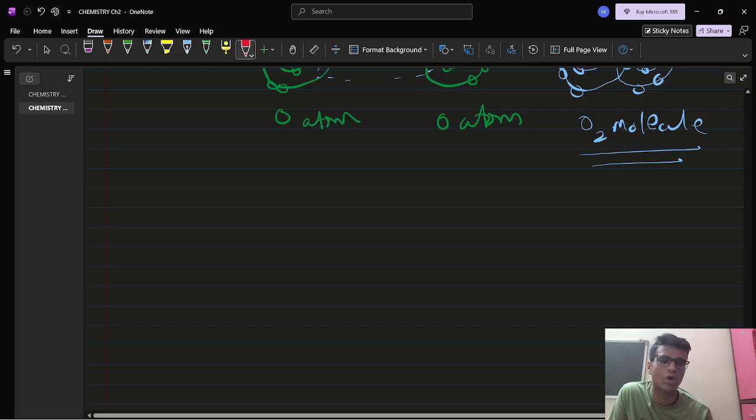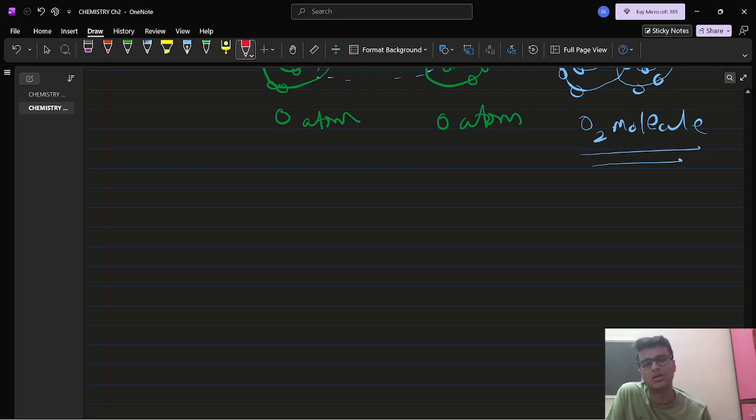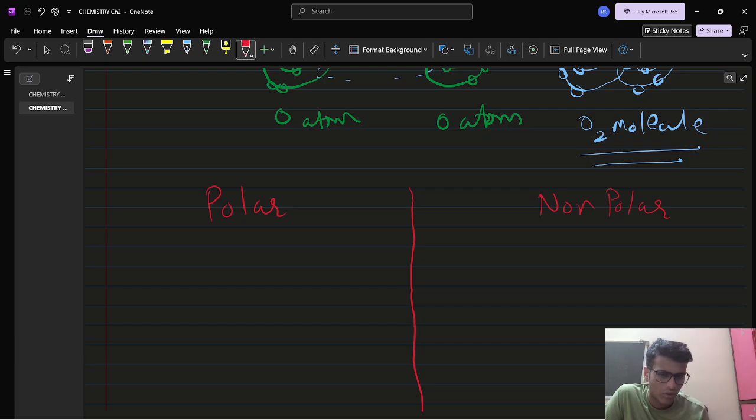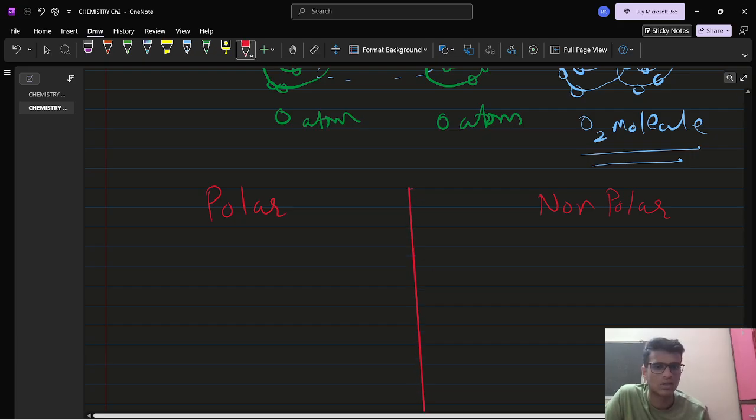So this is basically covalent bonding. Water is also a covalent compound. With water I'll do it again. But okay, so now in covalent there are two parts, polar and non-polar. Both are covalent compounds only, but there are two parts in this. Little straight we'll draw.